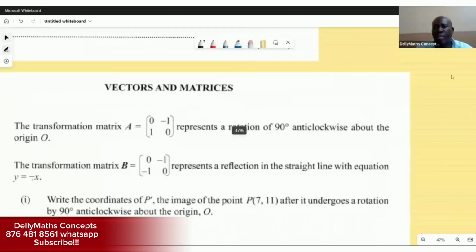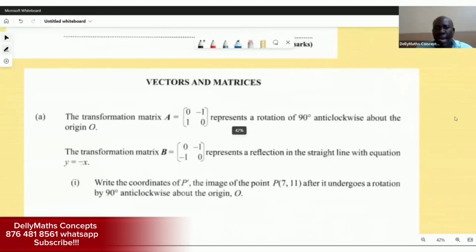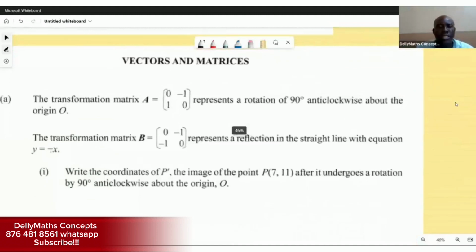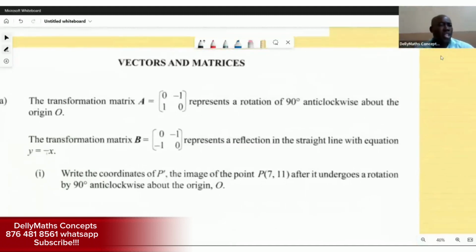Titled Vector and Matrices, right? Vector and the matrices. So it says the transformation, no, my bad. The transformation matrix A is equal to 0, -1, 1, 0. It represents a 90 degree rotation anticlockwise about 0, the center origin.